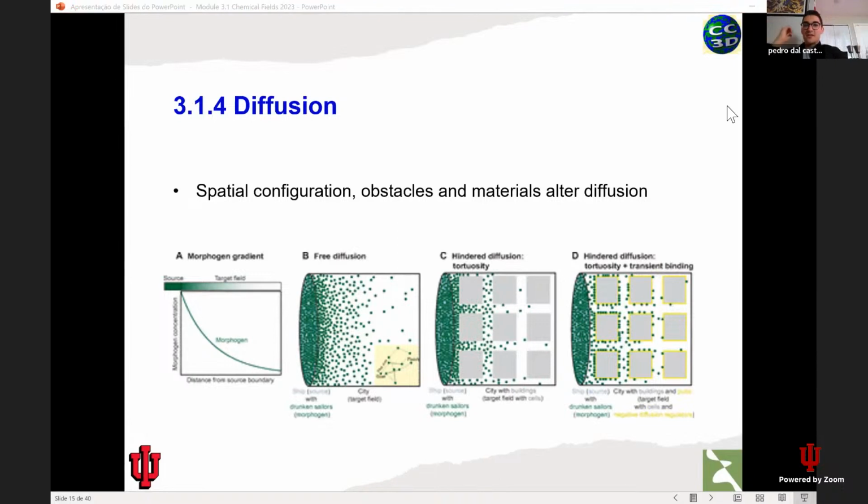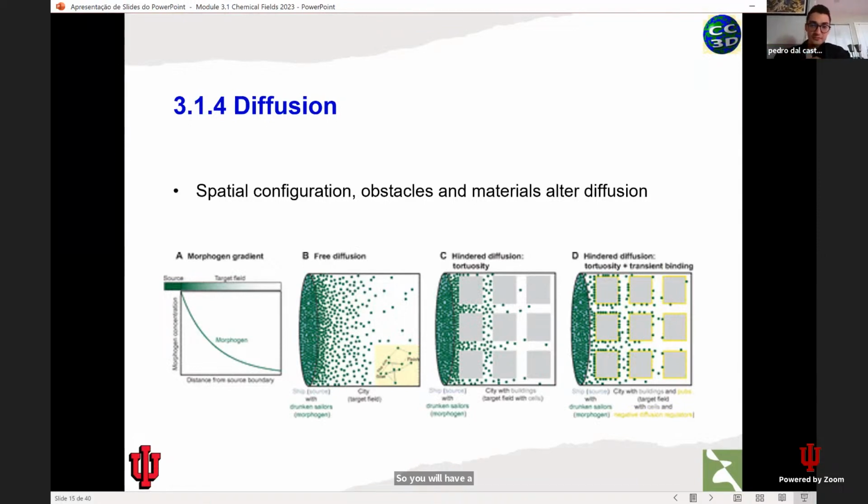Spatial configuration, obstacles, material types, everything can alter diffusion. So for example, if you simply have molecules spreading throughout space, you have free diffusion, there's nothing blocking, nothing consuming. You can have cells to which these chemicals attach. Actually, this would be the third case, but in the second case, you just have cells blocking the diffusion of these molecules.